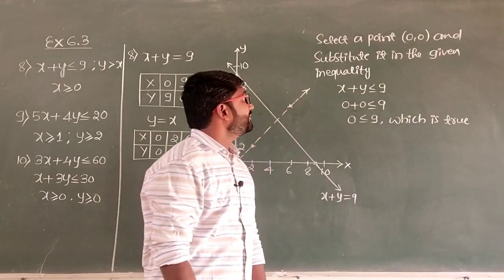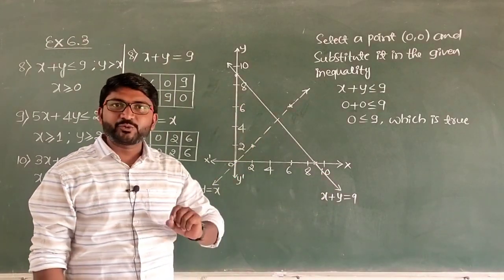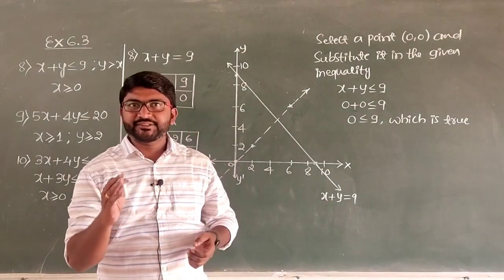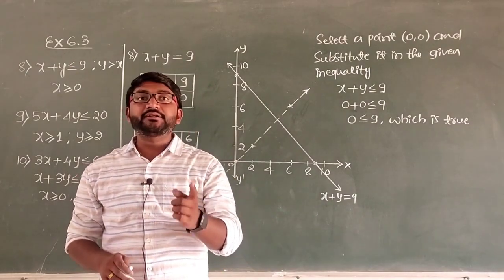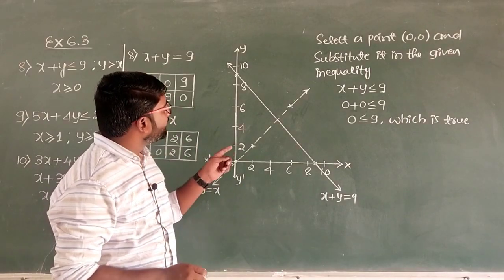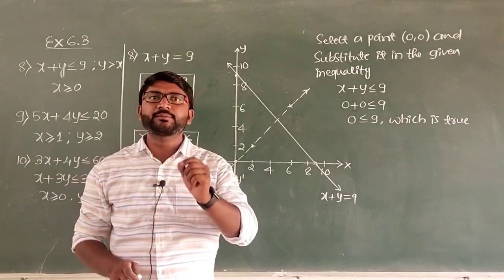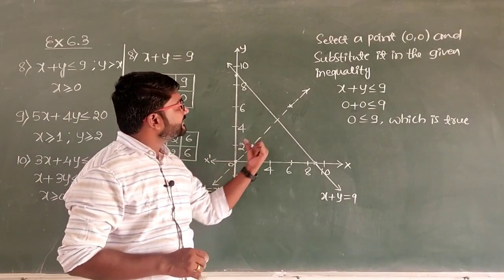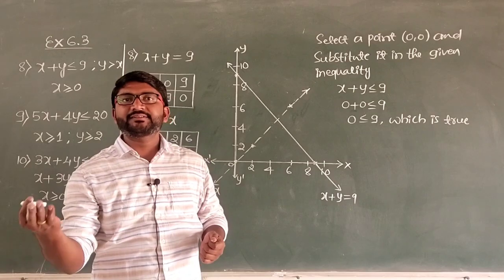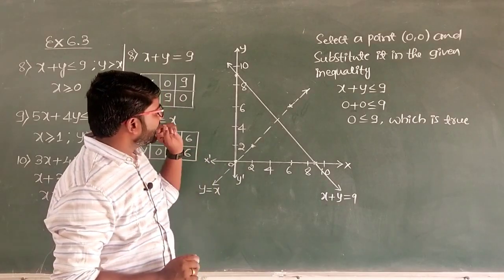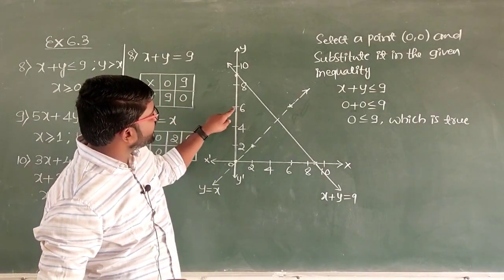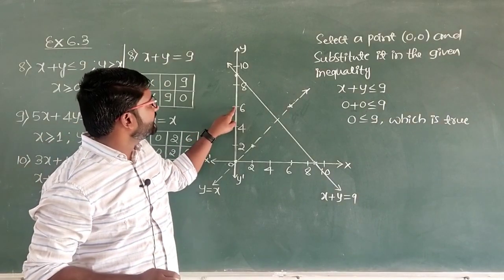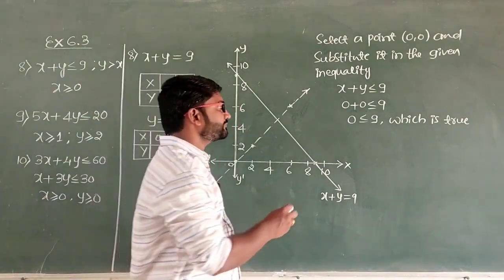Now another line which is passing through the origin. In the previous class I have already told you, whenever the line is passing through the origin, we have to select either a point on the x-axis or a point on the y-axis. We are not supposed to take 0 comma 0 because it is already passing through the origin. So I will be taking this point now. On the y-axis, the x coordinate will be 0, so it is going to be 0 comma 6.